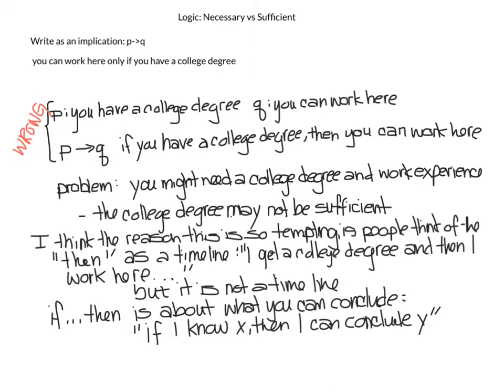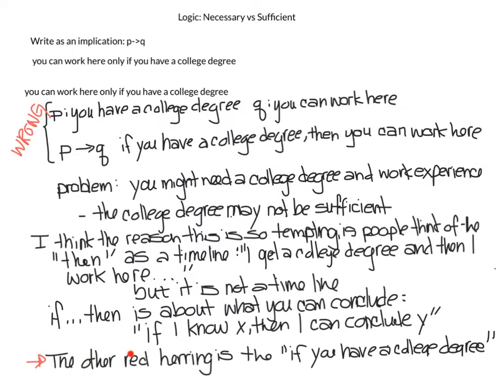And there are two reasons why I think this solution, which is wrong, is so tempting. The first is that people often think of the then as kind of a timeline, like I get a college degree and then I work here. But it's not a timeline. The if-then statement is about what you can conclude. In particular, if I know X, then I can conclude Y. We'll look more at this in just a moment.